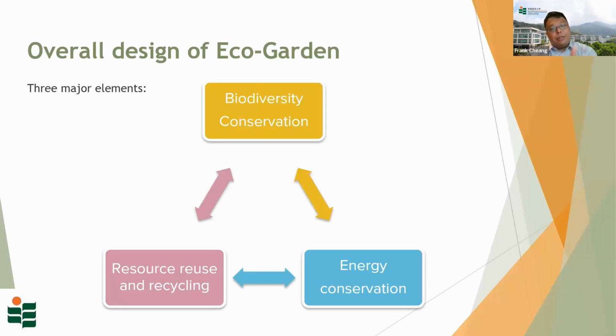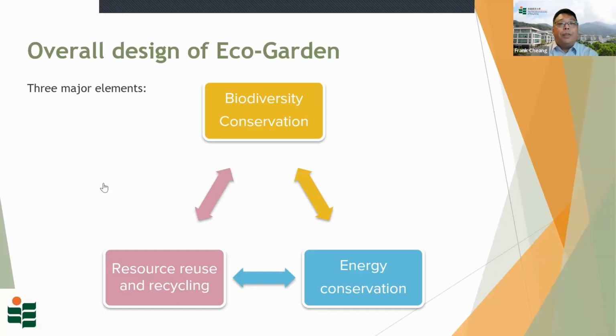Another major direction is energy conservation. We hope that in this eco garden, we can at least generate some energy through renewable energy supply. We also have various equipment, for example, the automatic sensing switch, to try to save energy and use it in a more efficient way. Other than energy, we also look at the materials and resources, how we can reuse and recycle them.